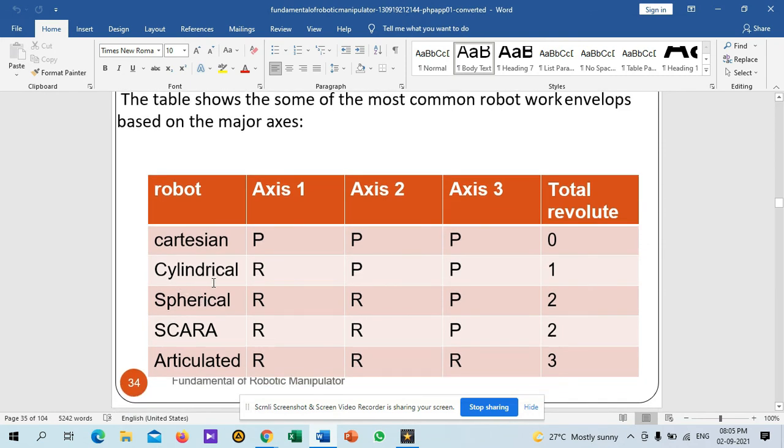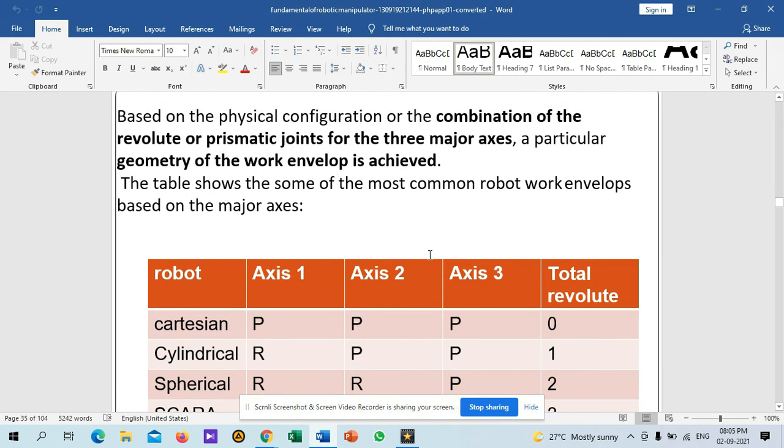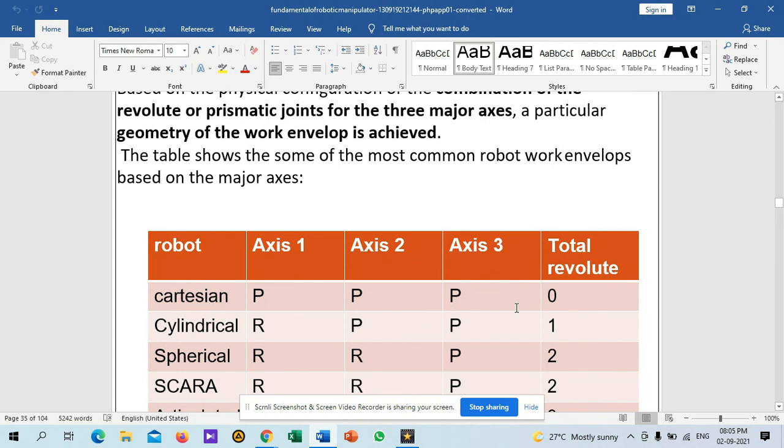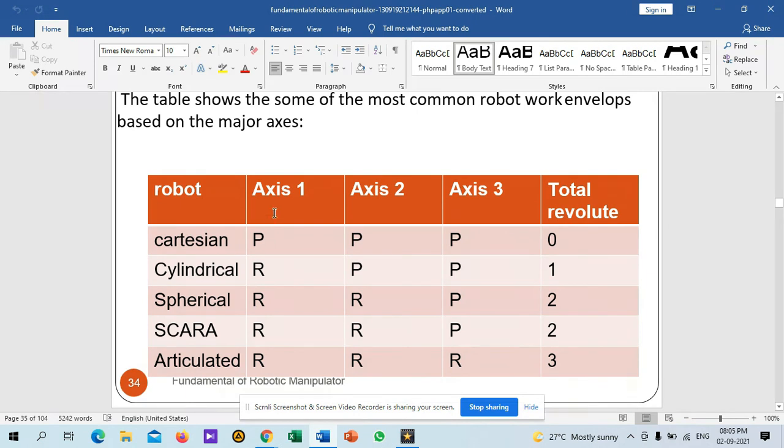In the cylindrical type, we have axis 1, the x-axis, with a rotation, and the other two axes, the z-axis and y-axis, have only linear movements, right? So we have only one revolute movement. And spherical means axis 1, the x-axis, and axis 2, the z-axis, have a rotational motion, and axis 3 has linear motion only. So in the spherical type of anatomy we have two revolute joints.